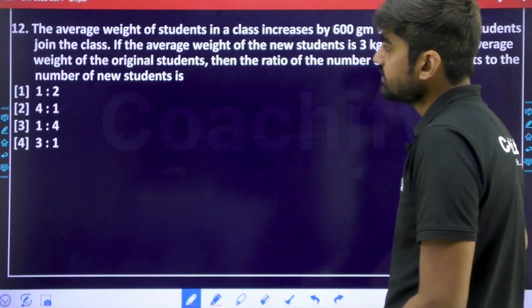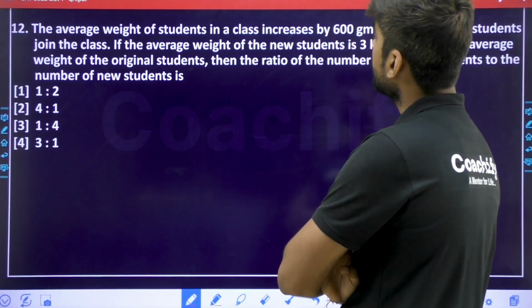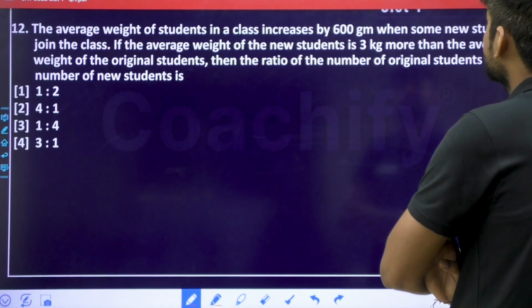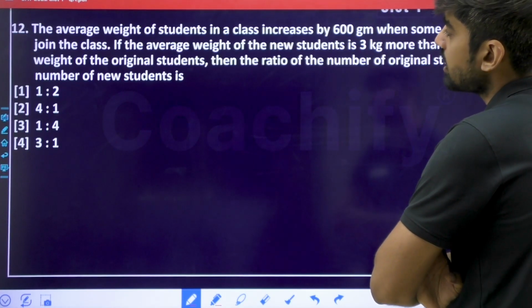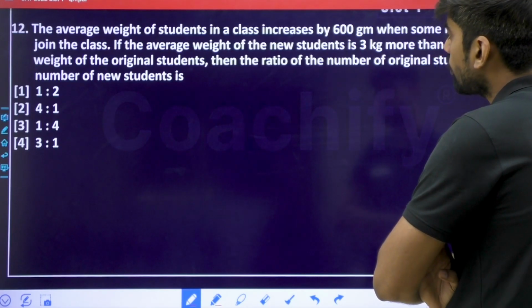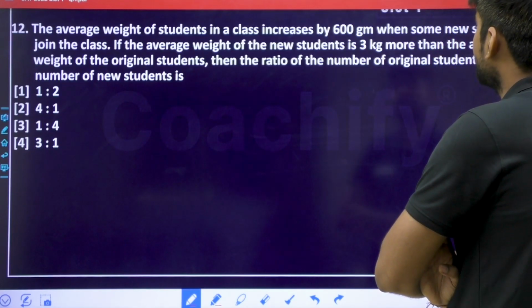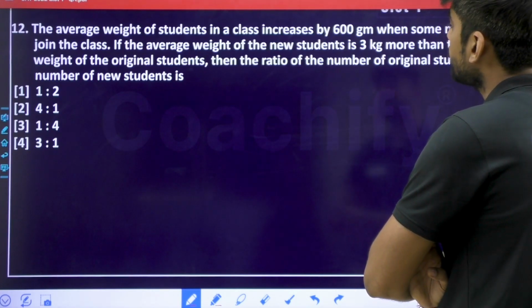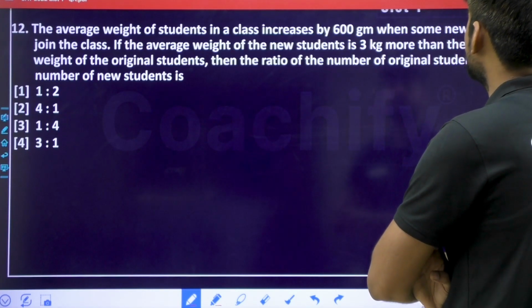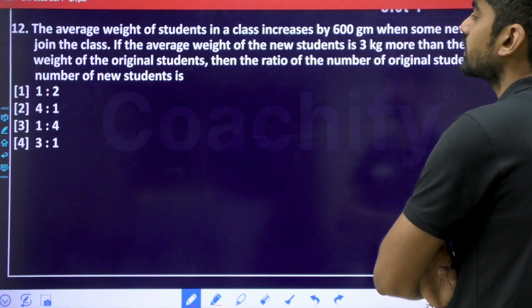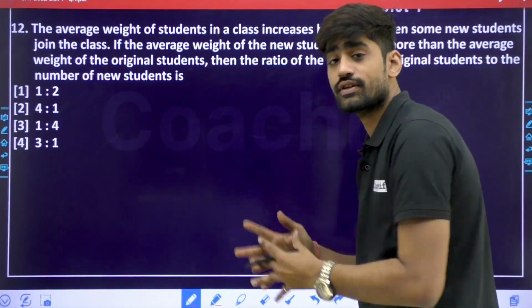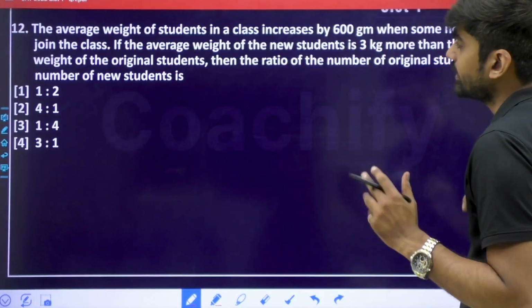So the question says the average weight of students in a class increases by 600 grams when some new students join the class. If the average weight of new students is 3 kg more than the average weight of the original students, then the ratio of the number of original students to the number of new students is what? So guys, we can easily solve this question with the help of alligation. How we can do that?